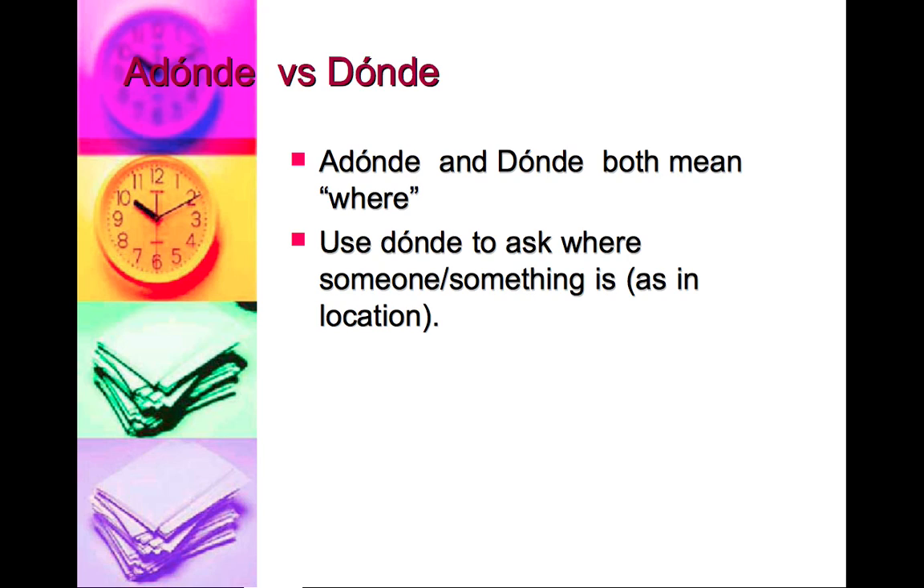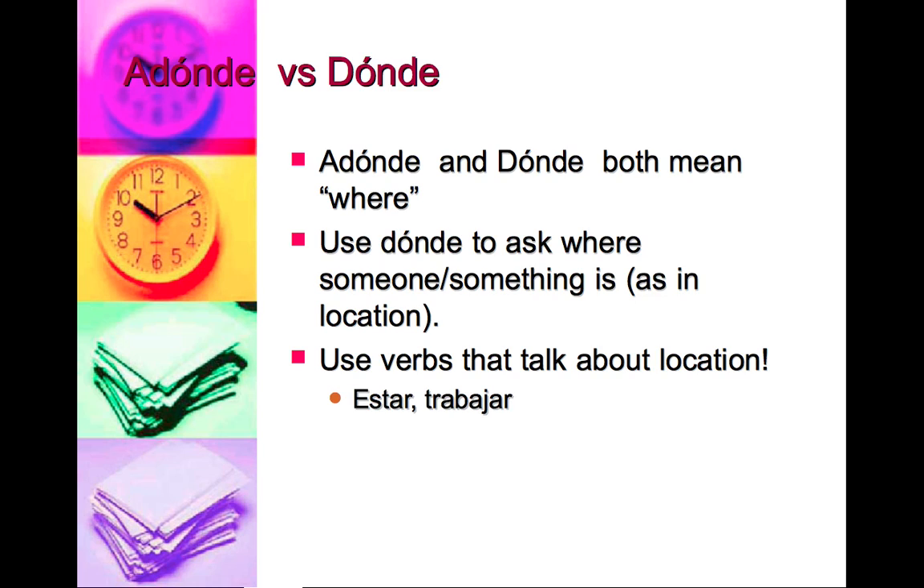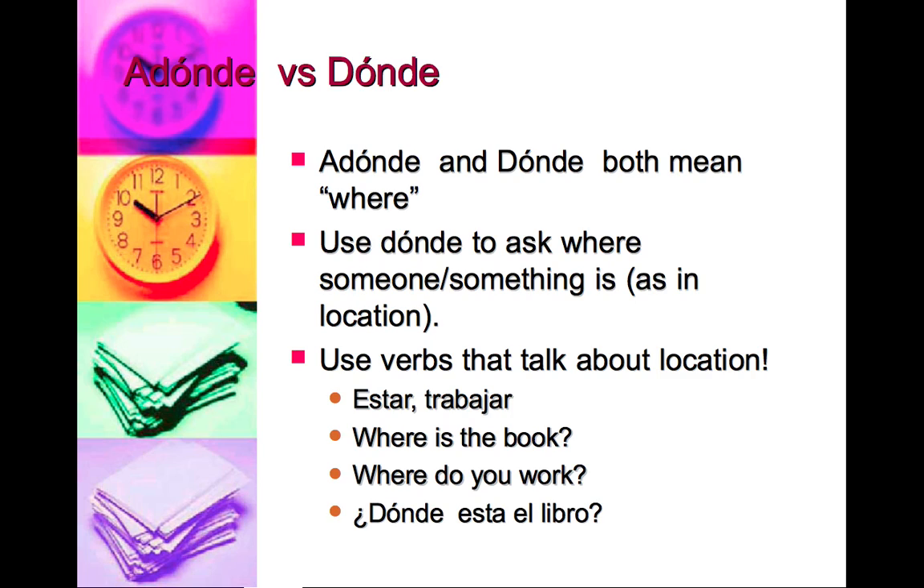All right. The last little part that I want to talk about is dónde. So adónde is indicating motion. Dónde is talking about location, where you're asking where somebody or something is located. And we use verbs that talk about location. So you could use verbs like estar, to be, as in a location, or trabajar, to work. So where is the book? Meaning, where is the book's location? I can't find it. We use the phrase, ¿Dónde está el libro? ¿Dónde está el libro? Or where do you work?